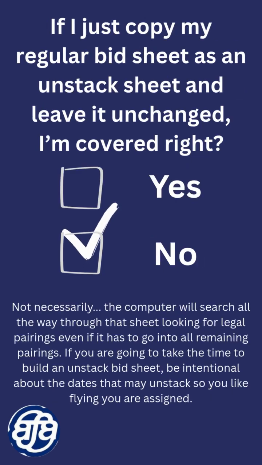What if I just copy my regular bid sheet as an unstacked sheet and leave it unchanged? I'm covered, right? The answer is no, not necessarily. The computer will search all the way through that sheet looking for legal pairings, even if it has to go to all remaining pairings at the very bottom. If you're going to take the time to build an unstacked bid sheet, it's best to be intentional about the dates that might be unstacked so that you like the flying that you are assigned.